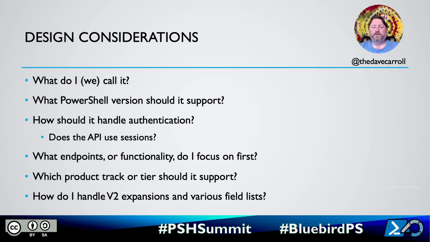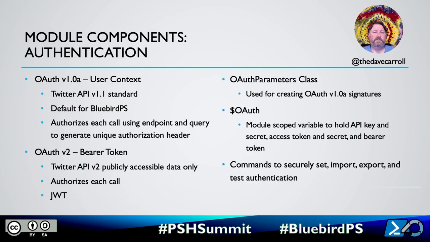And how do I handle the V2 expansions and various field lists that we looked at just a few minutes ago? My general thought is to return all the expansions and include all fields for whatever data types. That way, I can let the user decide what they want to display. They would have access to anything that their permissions allow. So let's talk about the module components.